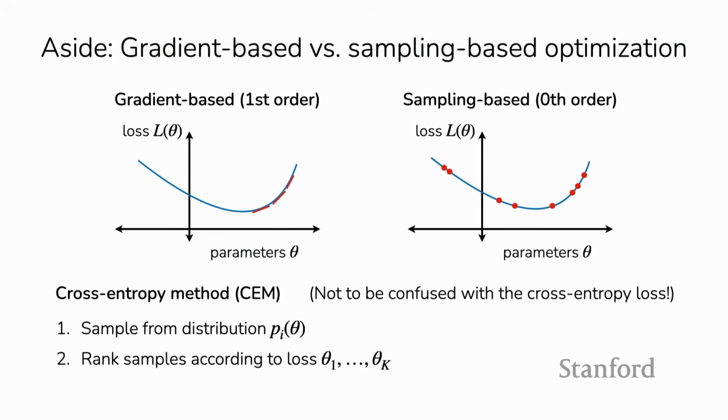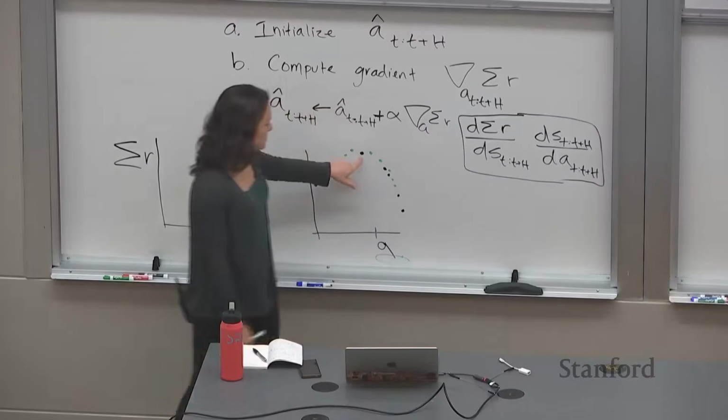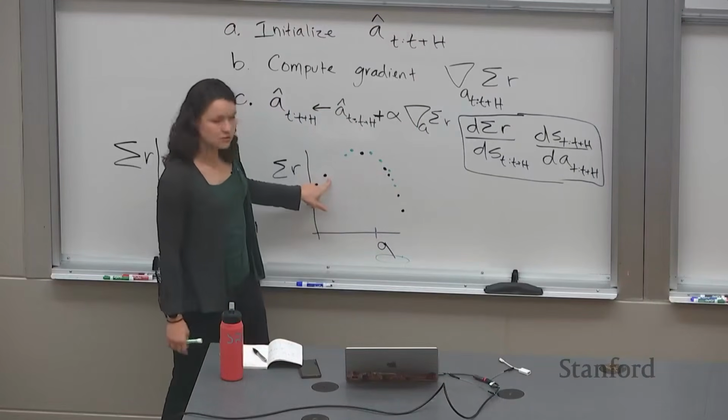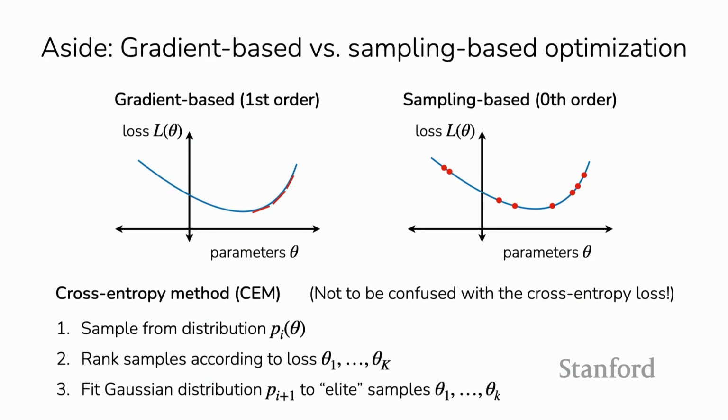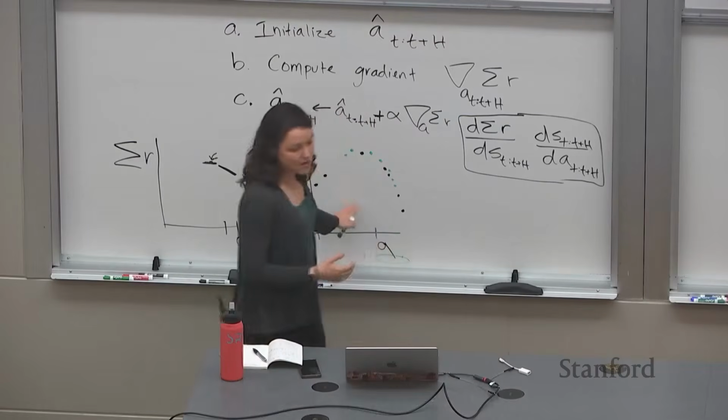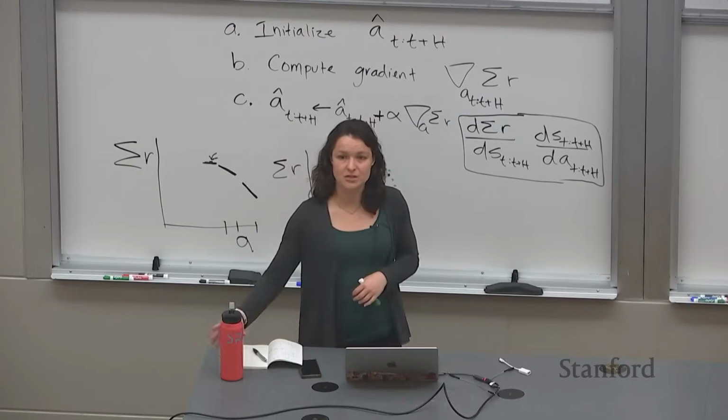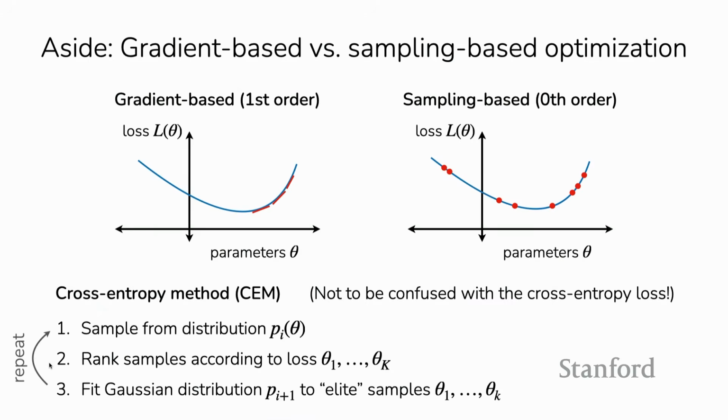Then rank the samples according to their loss. This would be the best one, this would be the second best, third best, fourth best, and so forth. And then take the best ones, like these three, and then fit a distribution, like a Gaussian distribution, to those best samples. And then resample from your distribution, re-rank, and repeat this process. So it's basically a very simple sampling-based way to get, in this case, good actions. It's a general optimization technique that could be used for any sort of objective.